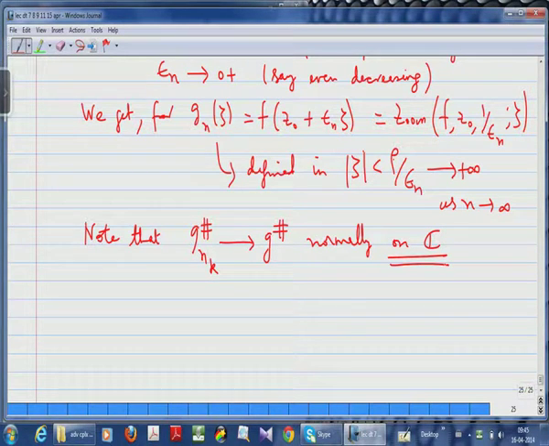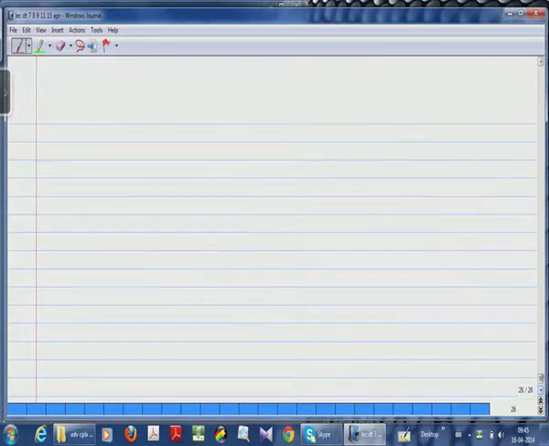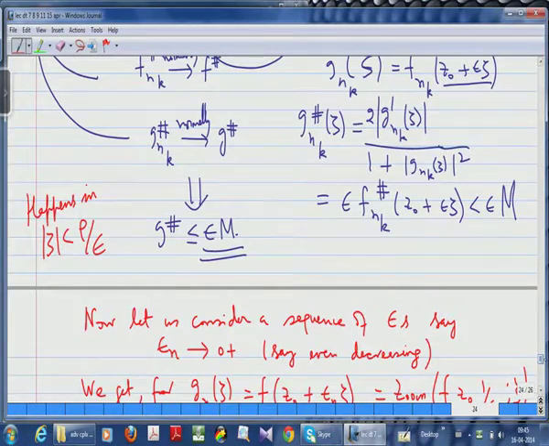Earlier, Gnk hash going to G hash was only on this bounded domain, mod zeta less than rho by epsilon. It was normal convergence on this bounded domain. But now, since these epsilons are becoming smaller, the Gn's are being defined on bigger and bigger domains. That is an increasing sequence of open disks centered at the origin that will eventually cover the whole plane.